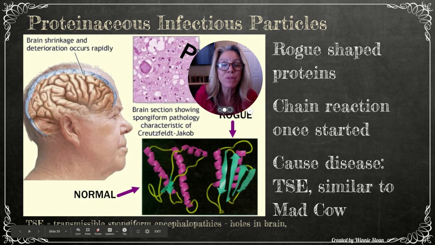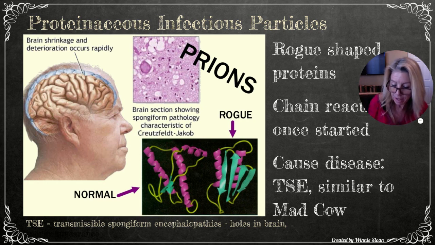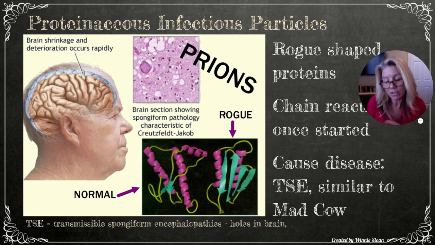And one more for you, prions, proteinaceous infectious particles. And if you've heard of mad cow disease, it is similar to that. They are misfolded proteins. Remember we talked about post-translational control. These are misfolded proteins, and it causes other proteins to misfold as well. And so on your notes, they are rogue-shaped proteins that cause diseases, TSE. Once infected, it starts a chain reaction that converts other normal proteins to prions. It's a cause of TSE. It basically causes holes in your brain, a spongy appearance like mad cow disease.